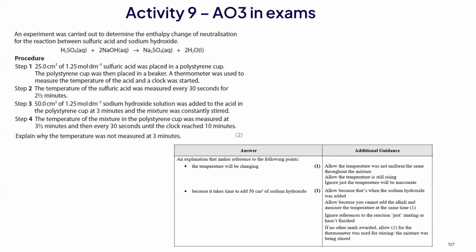And for bullet point 2, allow because that's when the sodium hydroxide was added. Allow because you cannot add the alkali and measure the temperature at the same time. Okay, that is a practical point. Ignore references to the reaction just starting or hasn't finished. And last, there's a rescue mark down at the bottom. If no other mark has been awarded, allow 1 mark for the thermometer was used for stirring or the reaction mixture was being stirred. Okay?